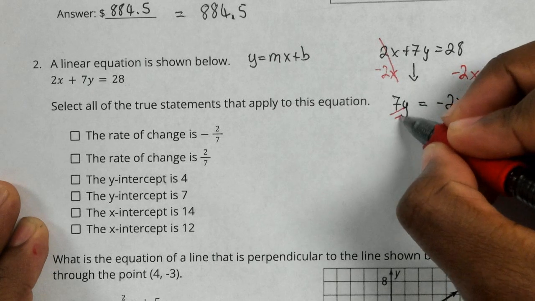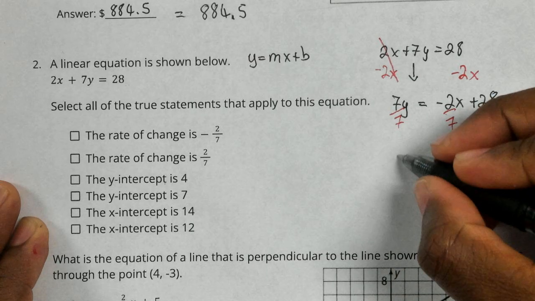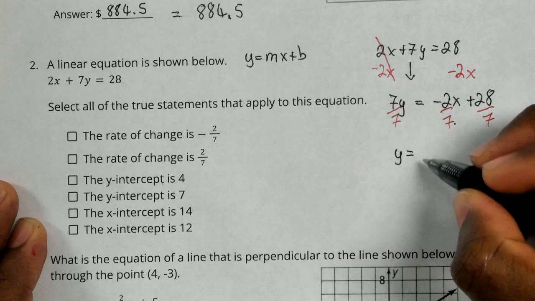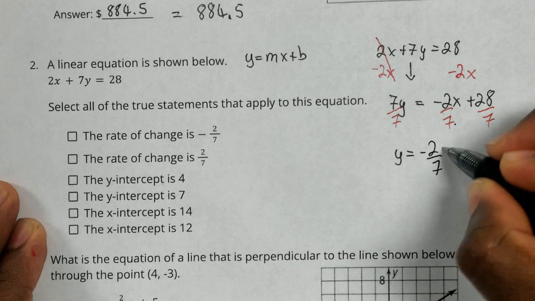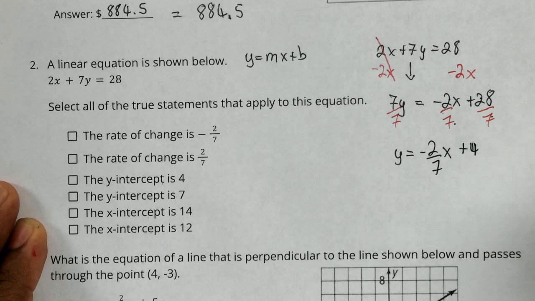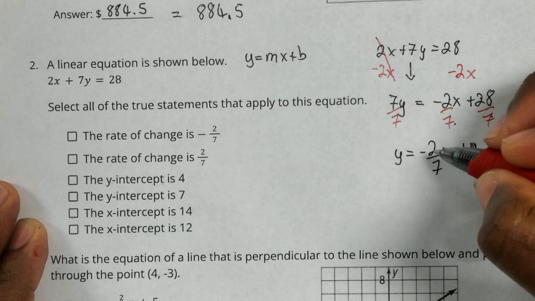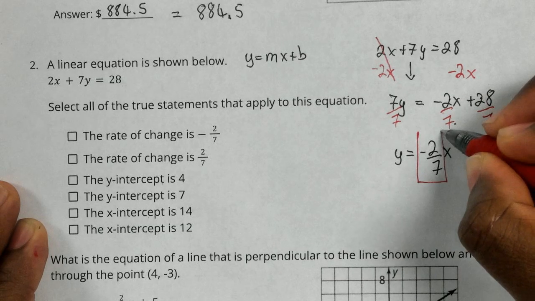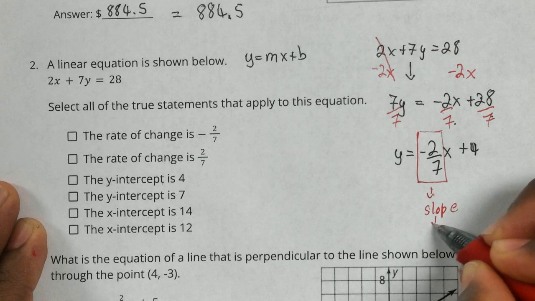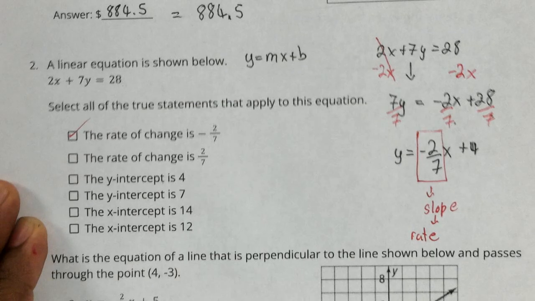Now we divide by 7, divide by 7, divide by 7. So we get that y is equal to, I cannot divide negative 2 by 7, so I leave it as negative 2 over 7x. 28 divided by 7 is positive 4. Here I have y equals mx plus b, so we know that the negative 2 over 7 would be my slope, and another name for slope is rate of change. So we will select negative 2 over 7.